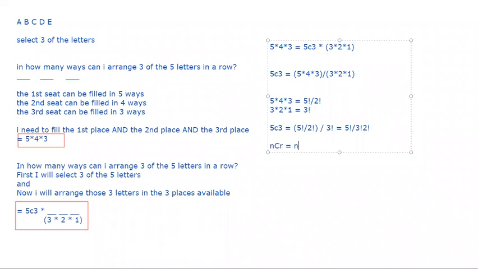It's n factorial divided by, so 5, where did I get the 3? 3 things we were selecting. So I will get an r factorial here. Now where did I get the 2? 2 is 5 minus 3, that's 2. So this is how the formula comes for nCr.